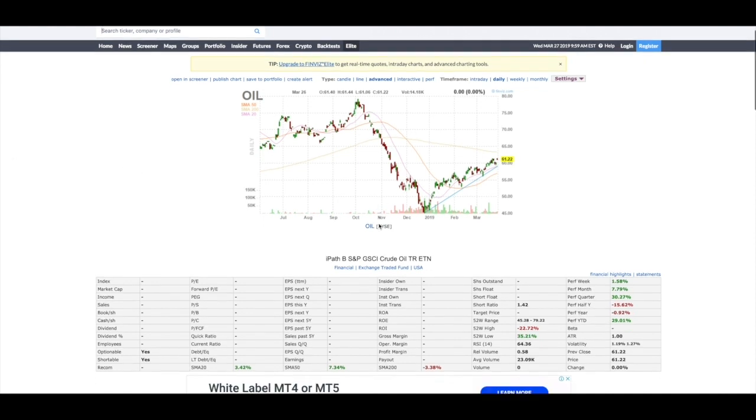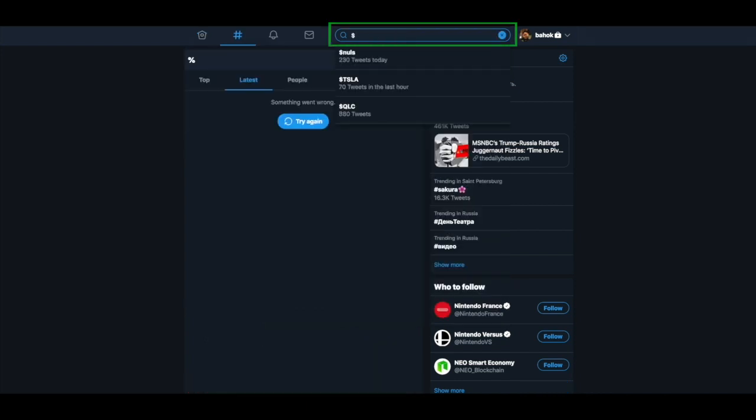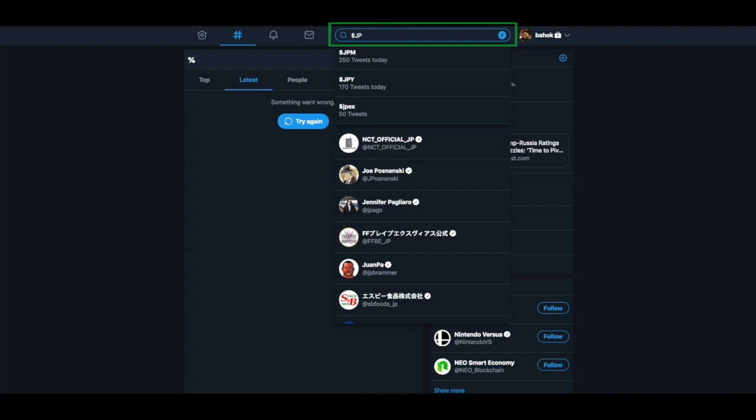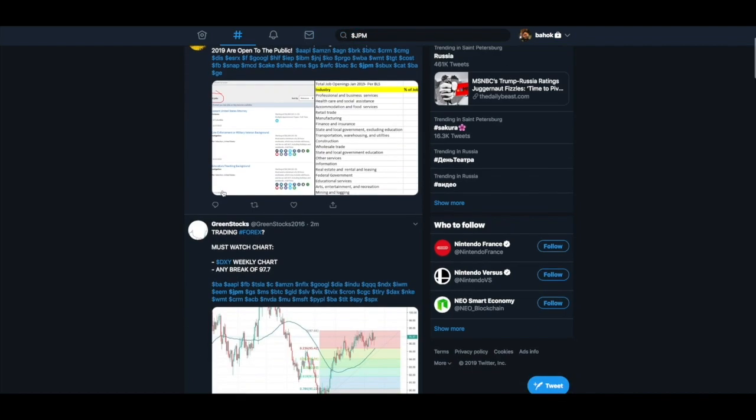You can also use Twitter as an alternative. Here is Twitter. But you have to be careful, as information is published by users and is often unverified. To do this, you can enter a company's ticker into the search bar to follow the latest tweets about the company. For example, let's choose JP Morgan. Here are the latest tweets about JP Morgan.